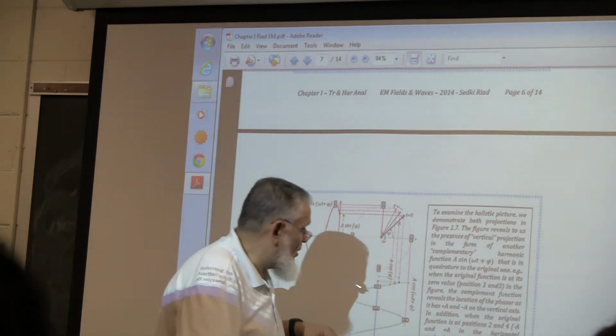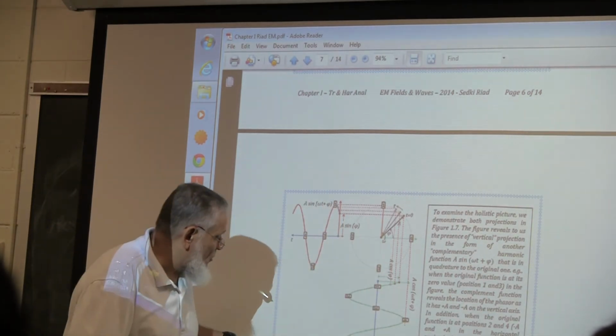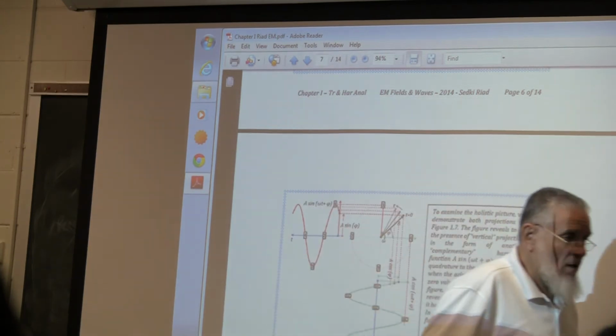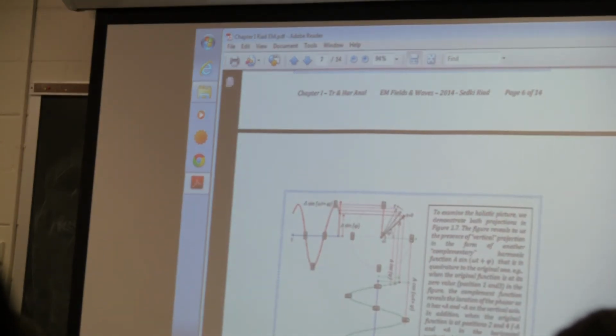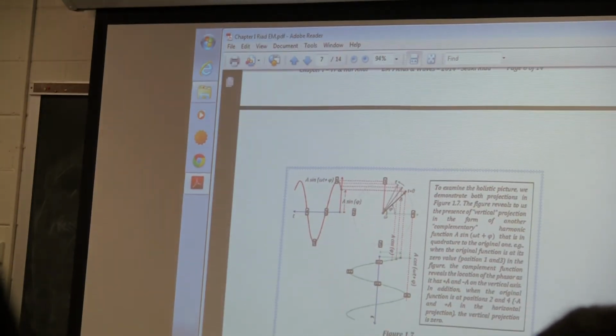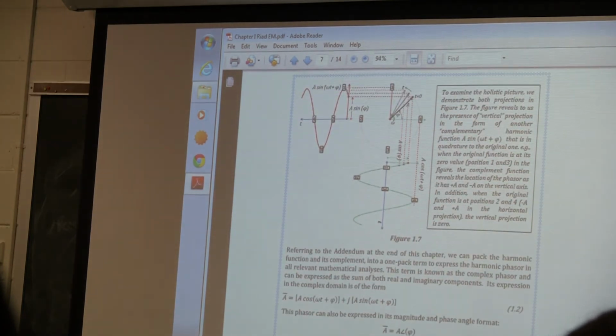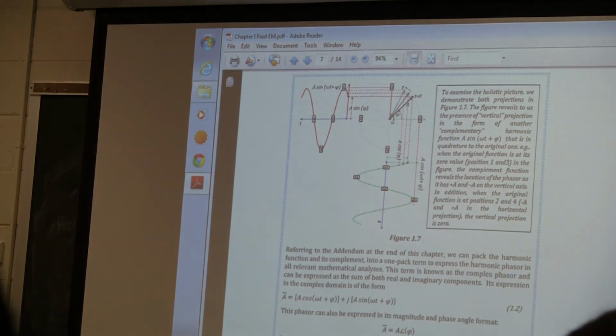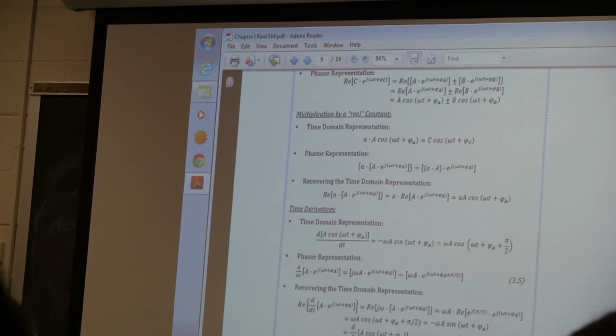So I argue, if I were to say A cosine omega t plus some packaging coefficient, let me go down to the addendum now, because that's where the discussion goes about this packaging term.